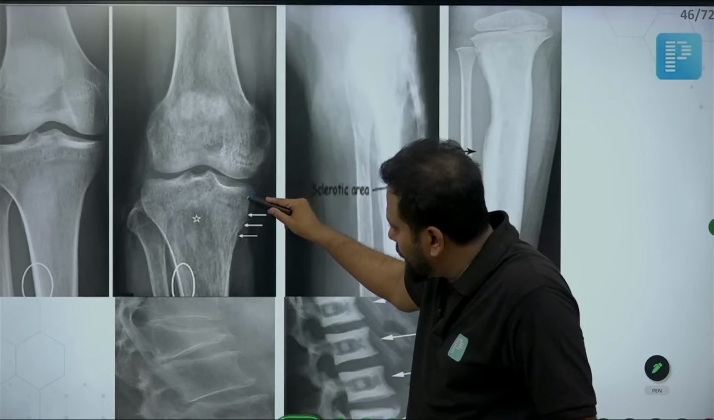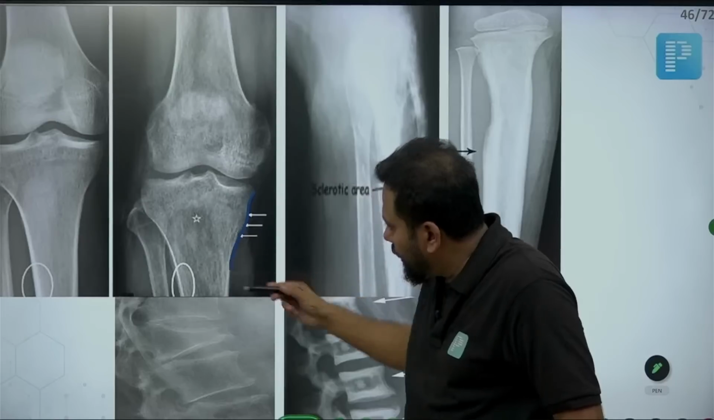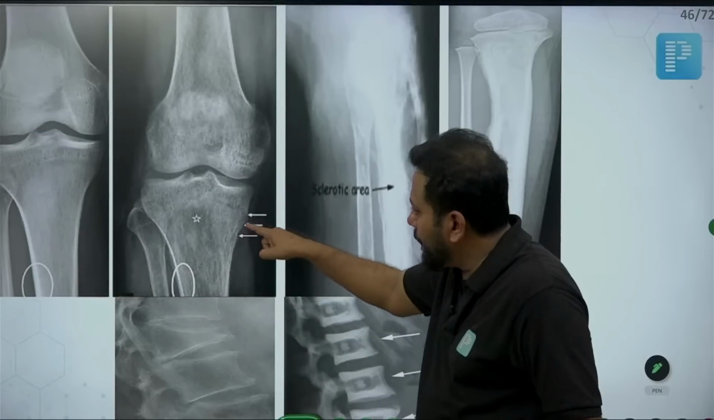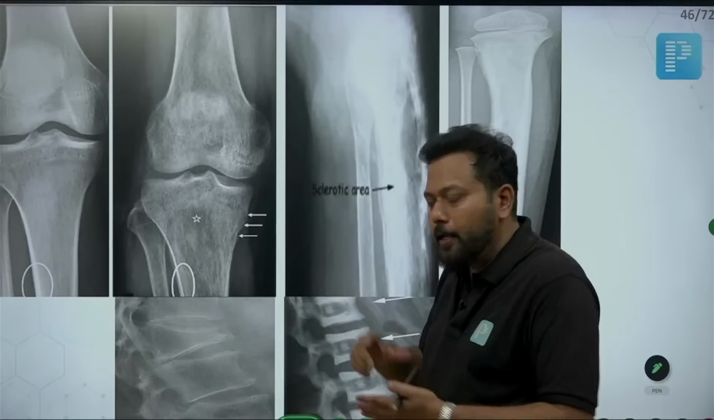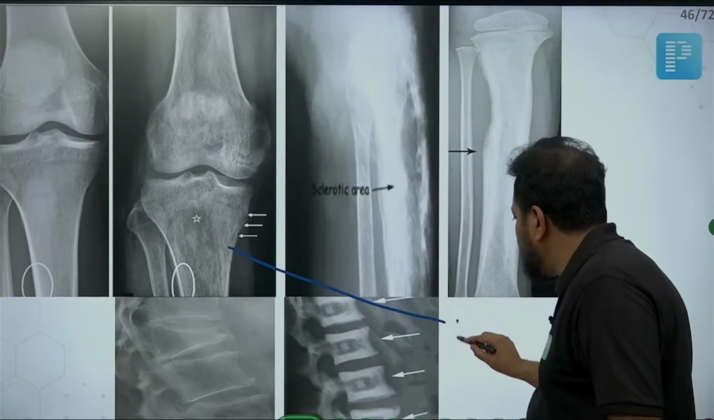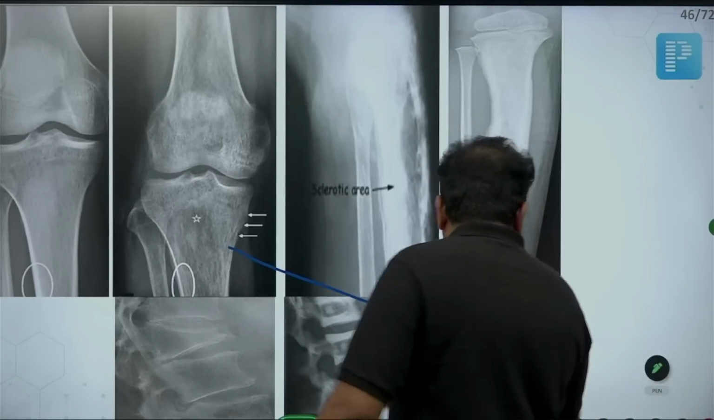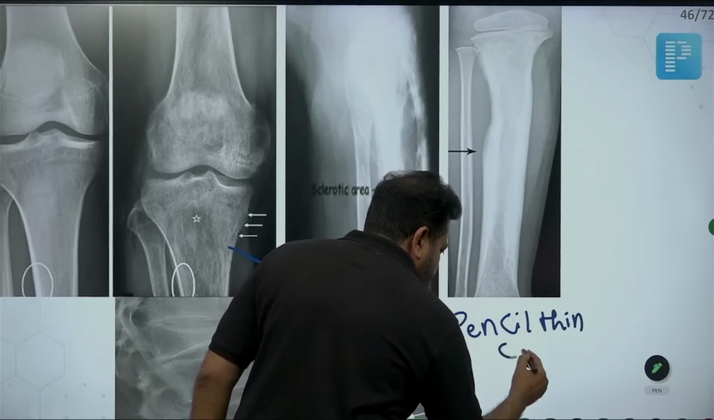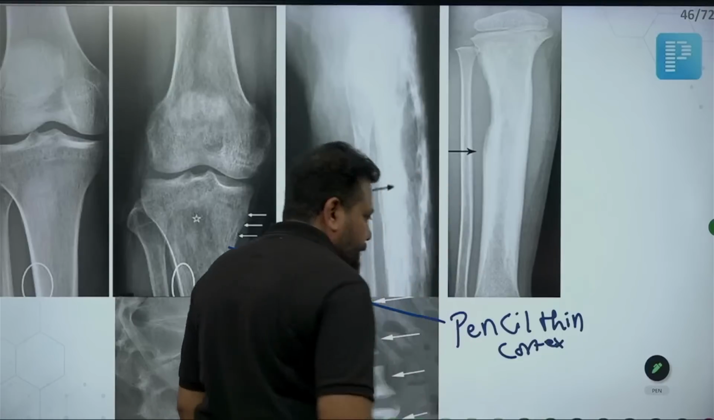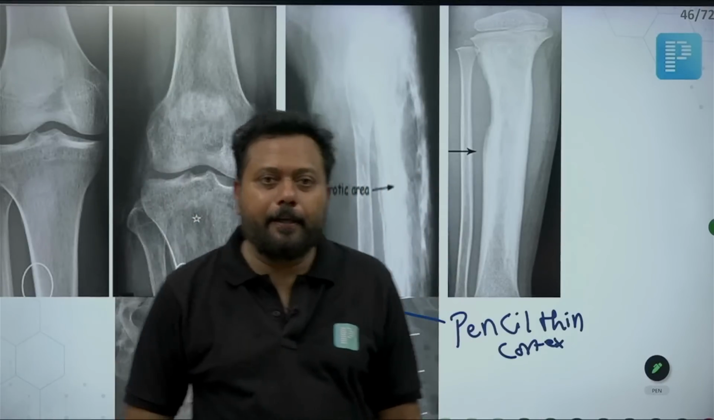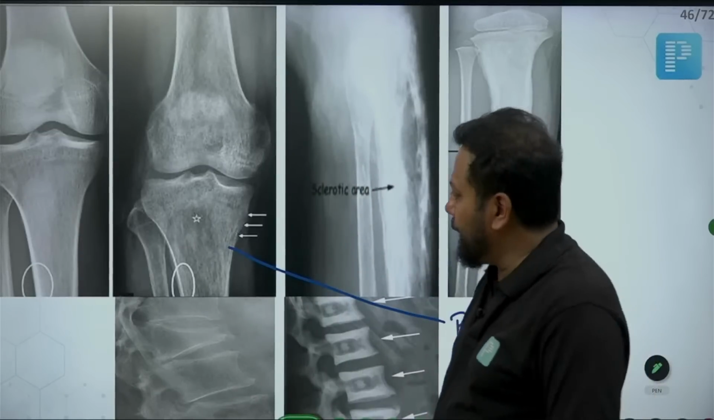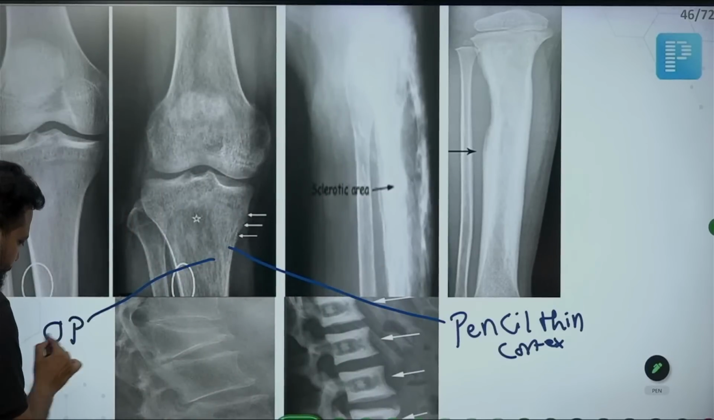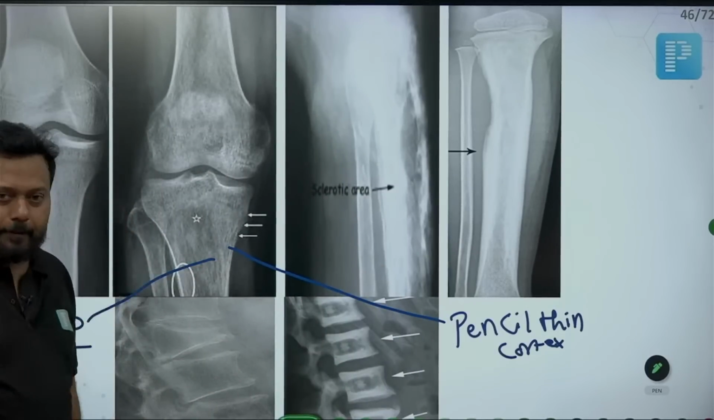This is normal. You see here, I am not able to see cortex at all. The cortex is so thinned out. Here I am able to see this much thickness, but here I am not able to see any cortex. So this is called pencil thin cortex. Whenever you see a pencil thin cortex, the diagnosis is osteoporosis.